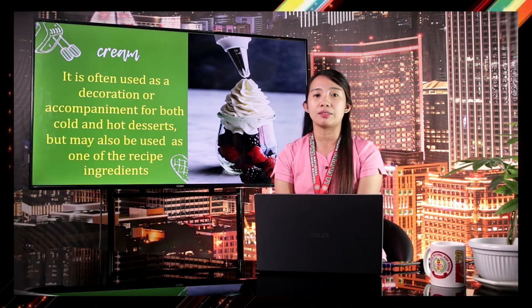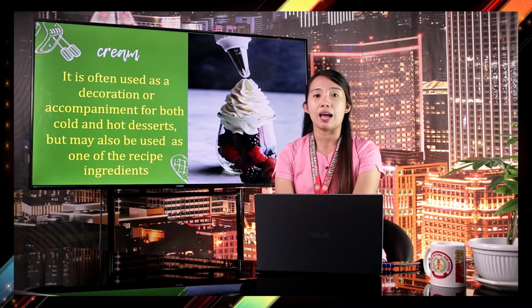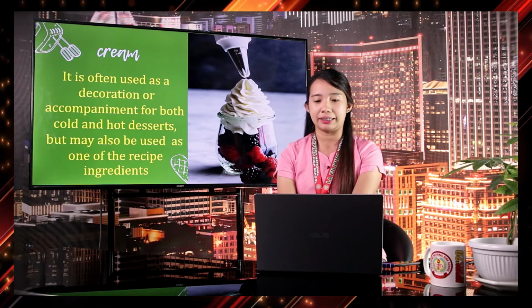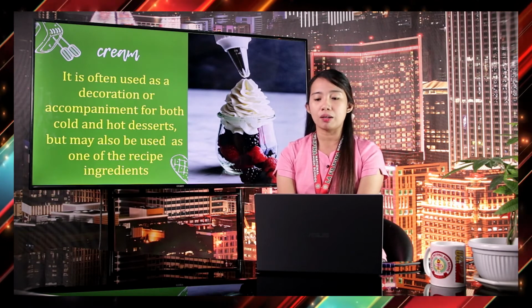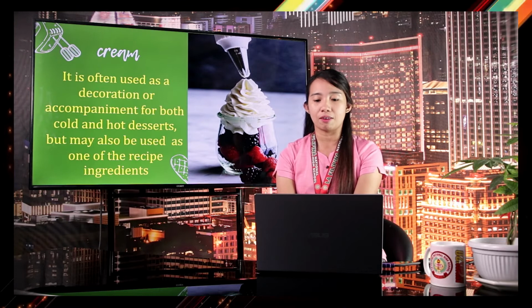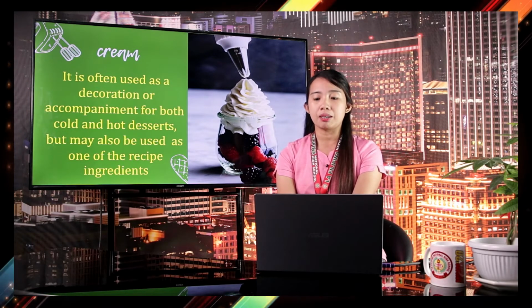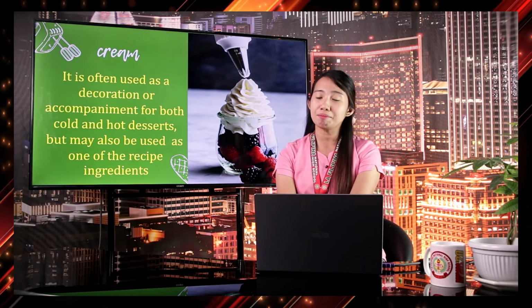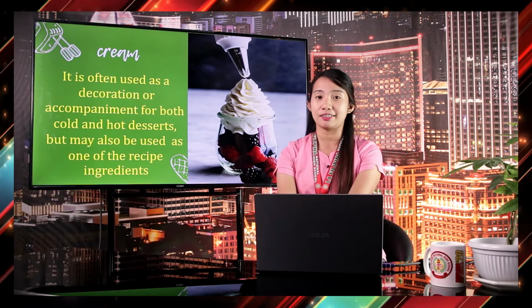But sometimes also, creams can be used as one of the recipe ingredients. So, whipped cream may also be used as an effective layer for trifle. Cream may be combined with rice, sugar, and milk to make a delicious rice pudding.